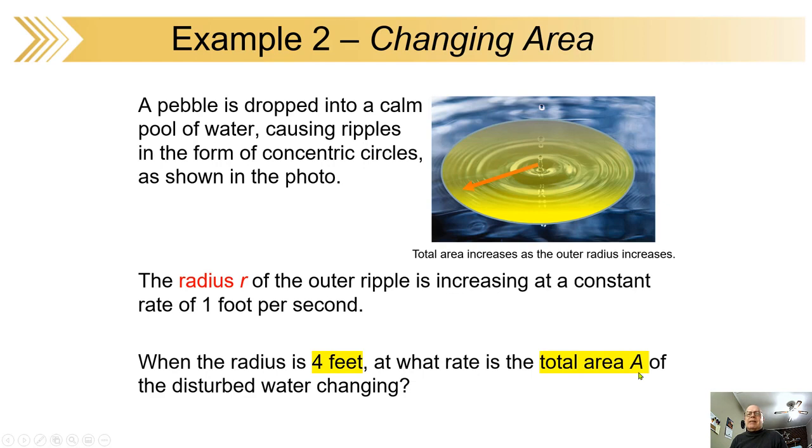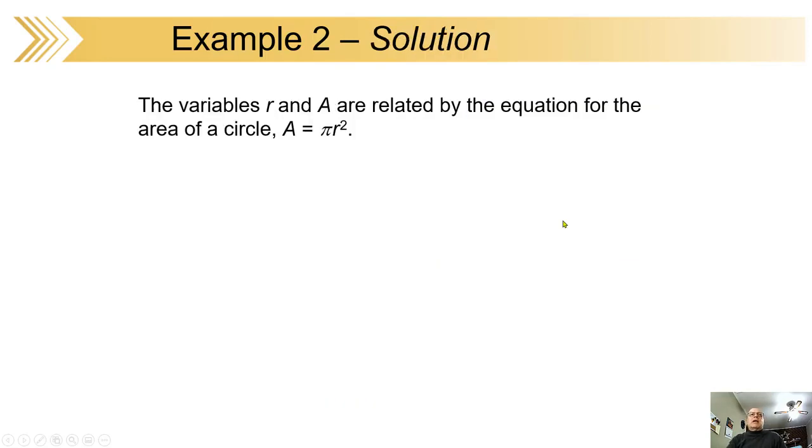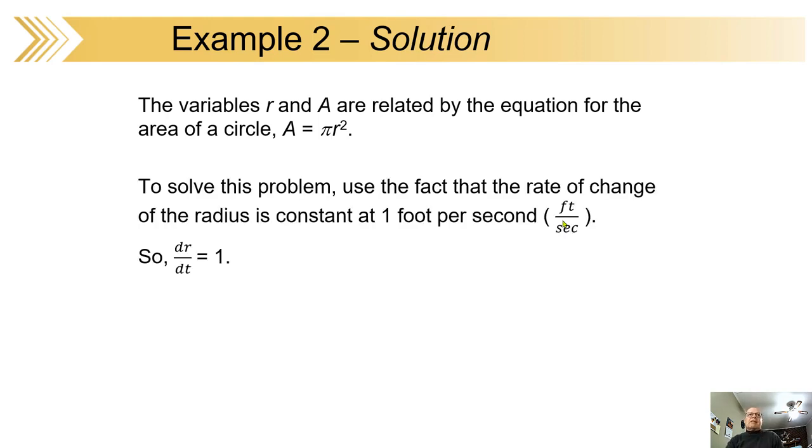Oh, that's interesting. Where'd the area come from? Well, we know these are concentric circles, and we know that the area of a circle is related to the radius by A equals pi r squared. That's familiar. To solve that, you're going to use the fact that the rate of change of the radius is constant at 1 foot per second. That was given.